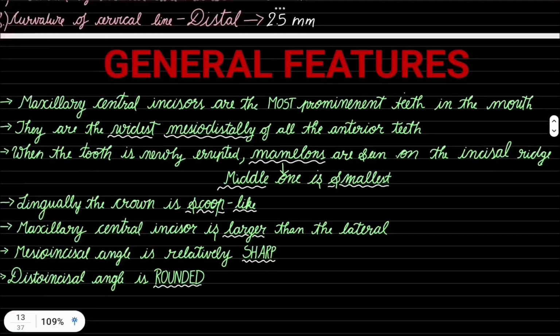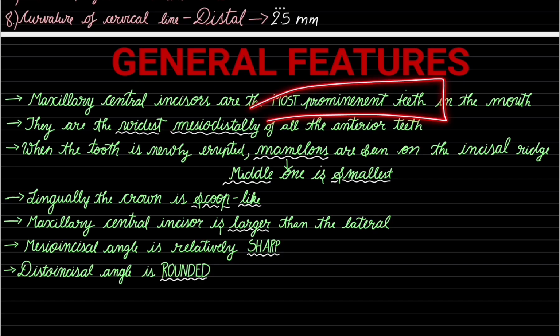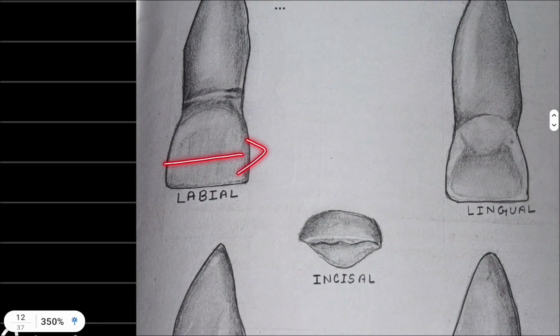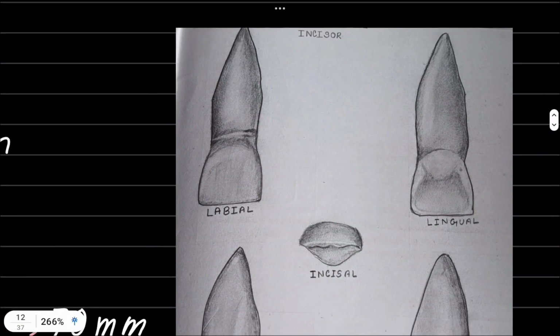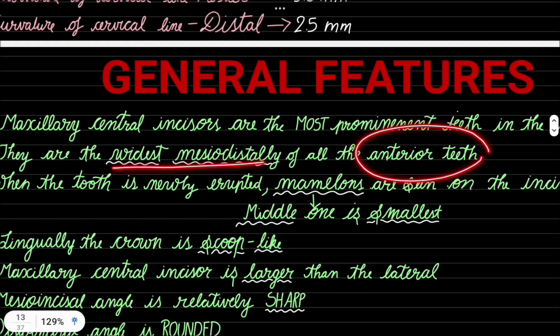Now moving towards the general features. The maxillary central incisor is the most prominent tooth in the mouth. So whenever you smile or laugh, chew, talk or anything, the first teeth that will be viewed will be the permanent maxillary central incisors. So it will be the most prominent teeth in your mouth. Now it is also the widest tooth mesiodistally. As you can see here, this tooth is very wide mesiodistally. So it is the widest tooth mesiodistally of all the anterior teeth.